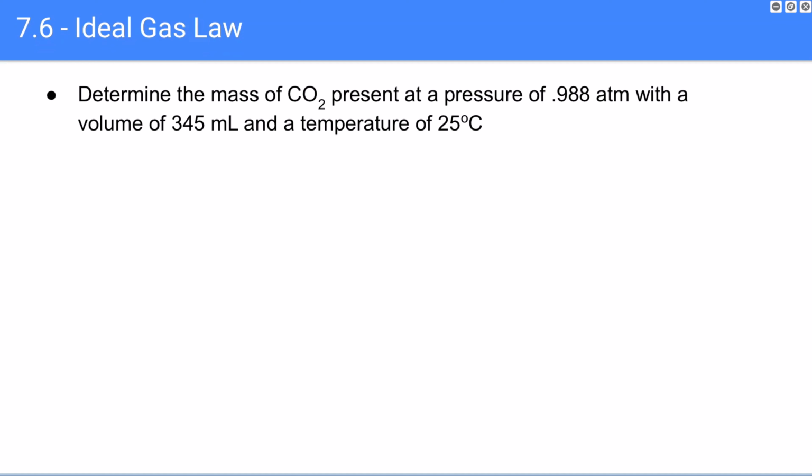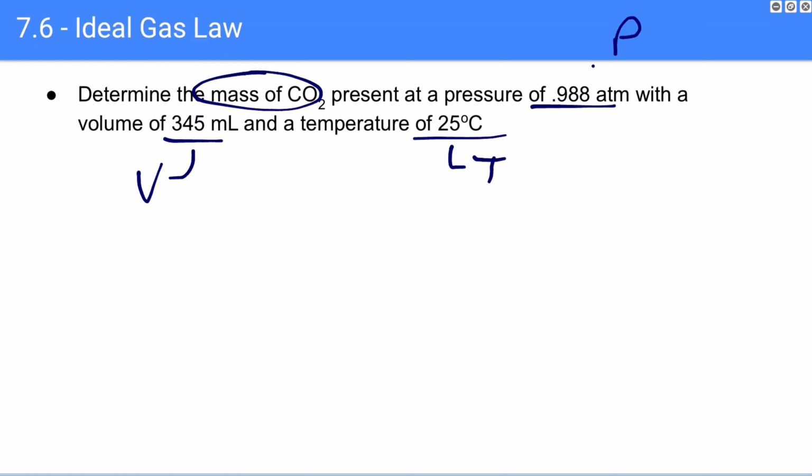So here it says determine the mass of CO2. We're given a pressure, a volume, and a temperature. Okay? I want you to really think about this. Volume has to be in liters. Temperature needs to be in Kelvin. And we can't solve for mass in this problem, but what we can do is solve for moles. So keep in mind how you convert moles to grams. You need to think about that information, all right? I'll give you a moment, and then I'll walk you through it step by step.